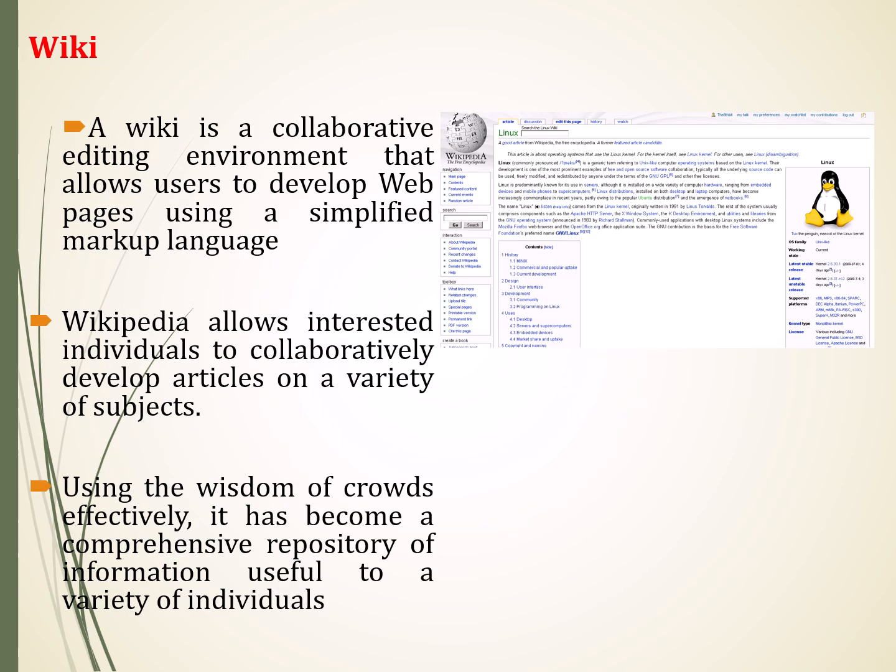So the next one is Wiki. A wiki allows multiple people to edit the same content. The best example is Wikipedia. Instead of one author, thousands of contributors improve the content together.